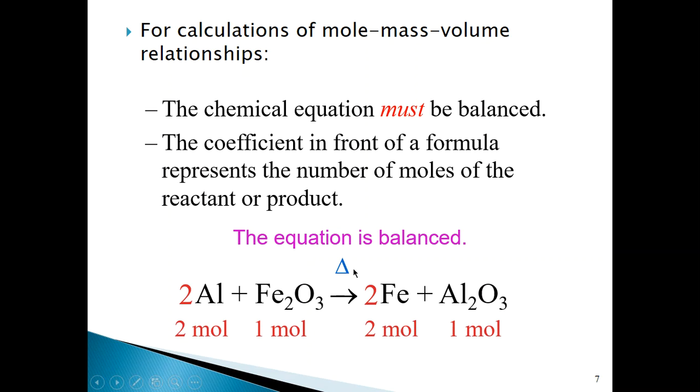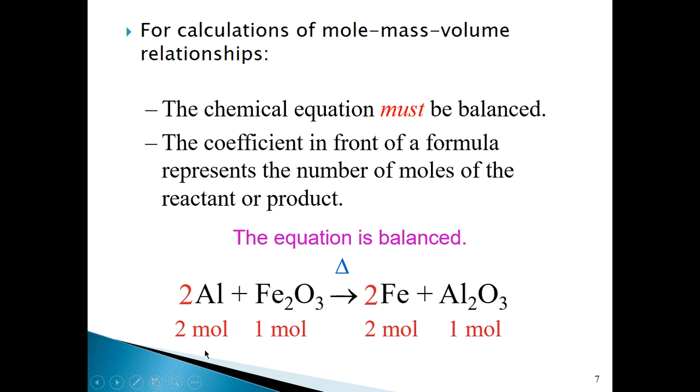Now, the thing about a balanced equation is that it reflects not only what happens at the microscopic level, but also what happens at the molar level. So in one sense, you can look at this equation and say, well, what this equation means is that 2 aluminum atoms will react with 1 formula unit of iron(III) oxide to form 2 iron atoms and 1 formula unit of aluminum oxide. All right, so that's one way of interpreting this equation. But you can also interpret it in terms of moles, as you can see in this line right here.